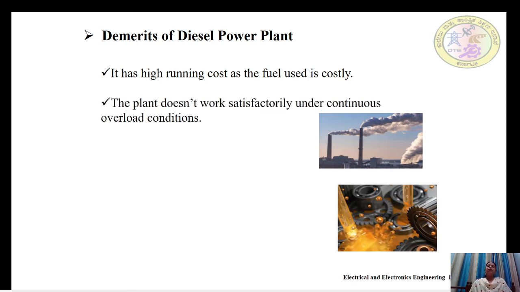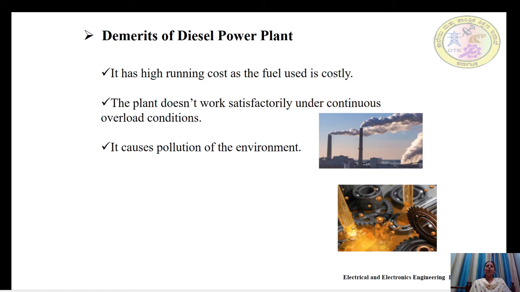The plant doesn't work satisfactorily under continuous overload conditions. If there is continuous overload, it doesn't work satisfactorily. It causes pollution of the environment. The emissions produced during the operation of the plant affect the environment. So in this diesel power plant, it causes pollution of the environment.